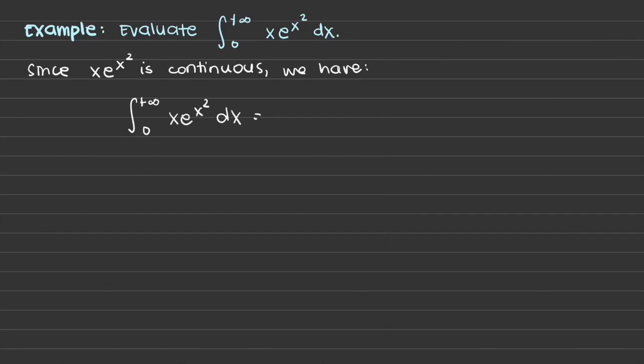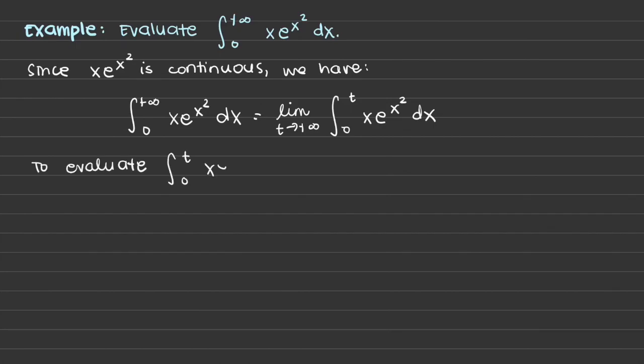So i-rewrite natin tong integral na to as, ang papalitan niya ng variable yung may positive infinity. So you can choose any variable you want. Kunwari, sige, t. We will write this as the limit of the integral from 0 to t of x e to the x squared dx as t approaches positive infinity. And then you just evaluate the definite integral as usual. So we first evaluate yung integral from 0 to t x e to the x squared dx. And we will just use substitution for this.